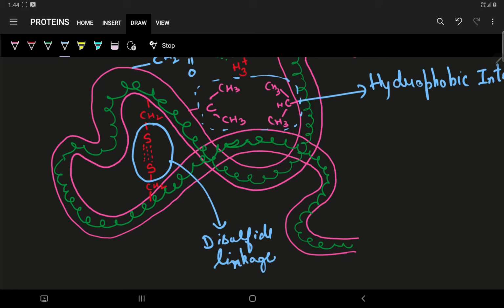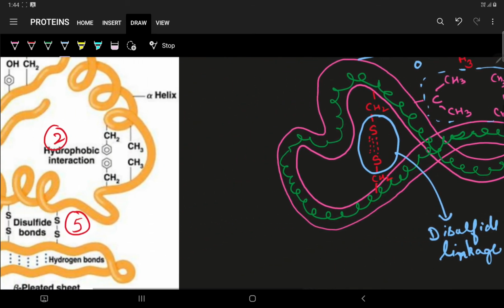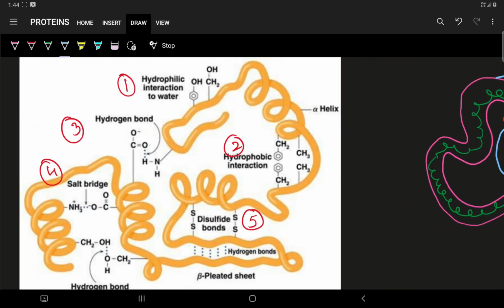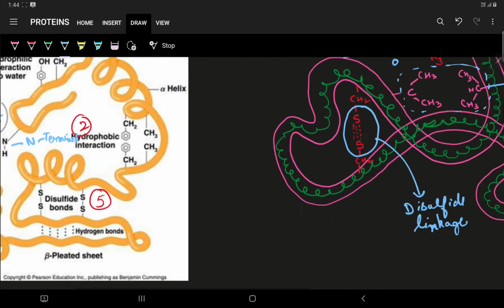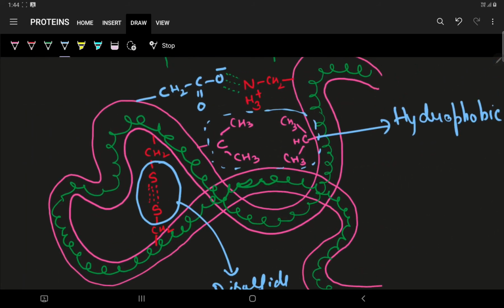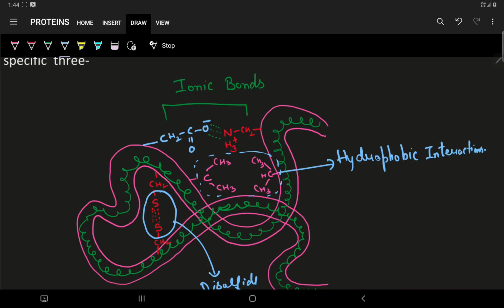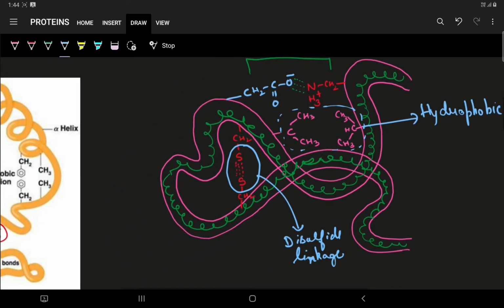And last comes the hydrogen bonding. All of us are clear how these hydrogen bonds are formed. See here, between the oxygen and hydrogen. The oxygen comes from the C terminal and the hydrogen comes from the N terminal. So these are the various forces of interaction. Now you also know how to draw the three-dimensional structure of protein, the tertiary structure of protein.